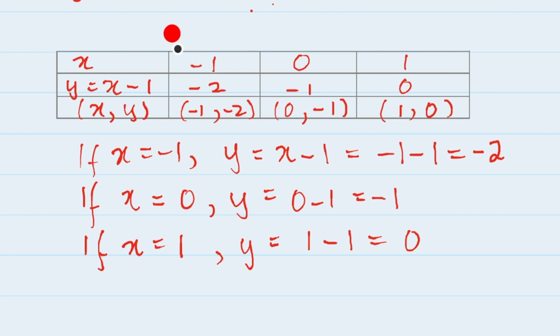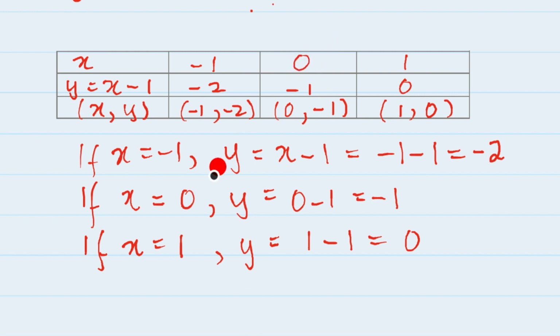As I told you, this equation is easier. So let us take minus 1, 0, 1, simple values, alright? So if x is equal to minus 1, y becomes x minus 1. So x is minus 1, and then this minus 1, so that is minus 2. So y value is minus 2. So x comma y is minus 1 comma minus 2.